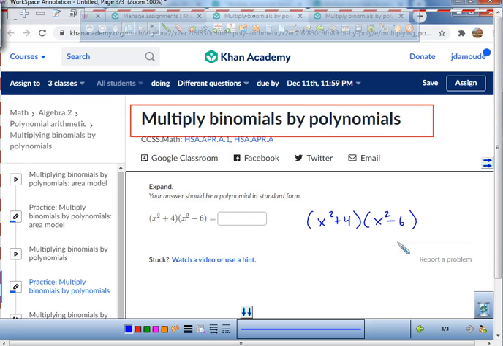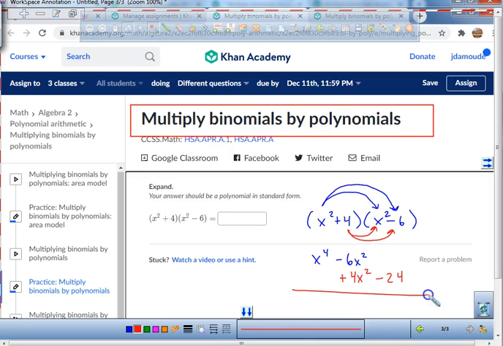All right, so here you go. Right now, we're going to multiply x squared times x squared, and that gets me x to the power of 4. We got x squared times a negative 6. That gets me negative 6x squared. Then I'm switching over here. Remember, that's the first term. Now I got to do this term right here. 4 times x squared is 4x squared. Then we got 4 times negative 6, which is negative 24.